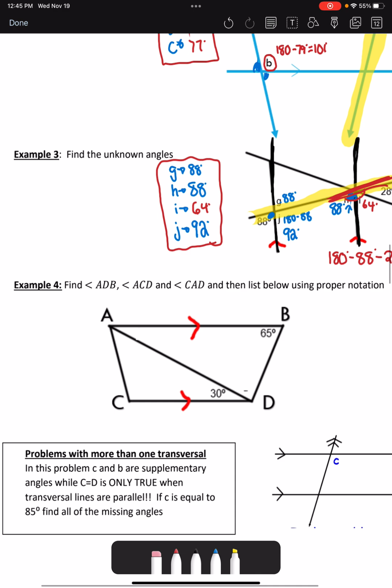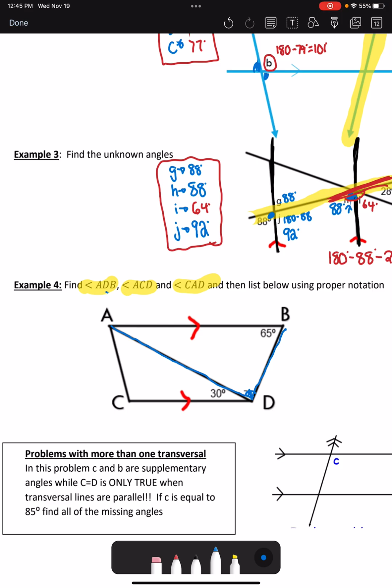Great. Okay, so I put example 4 in here because noticing on tests we do have, instead of writing letters, we'll ask you to label angles, and sometimes kids have trouble with that. So I'm just going to show that to you. So angle ADB, use your pencil and just trace it. ADB is referring to this angle here.